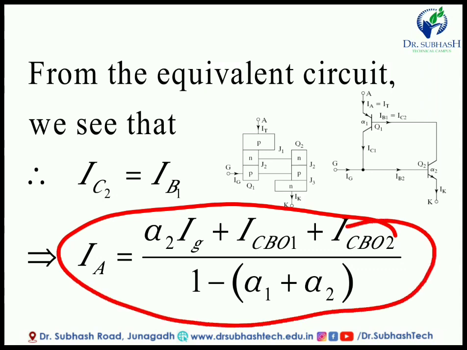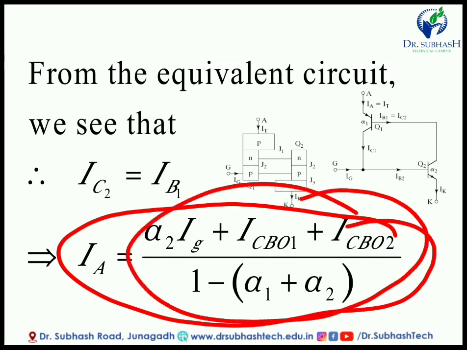In the previous slide we have seen the equation of IA, and putting in all values, we get this total equation. IA is equal to this ratio, which is in terms of alpha: alpha 2 IG plus ICBO1 plus ICBO2, divided by 1 minus (alpha 1 plus alpha 2). So this equation we get from the equivalent circuit.